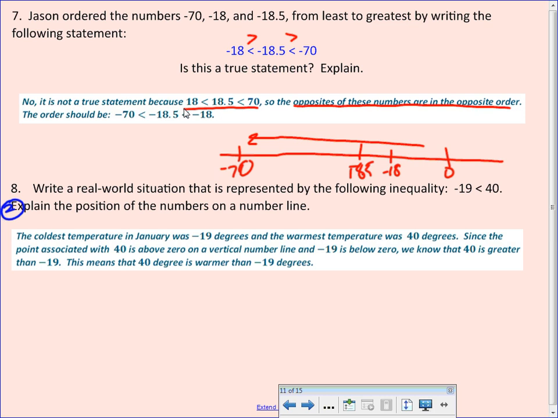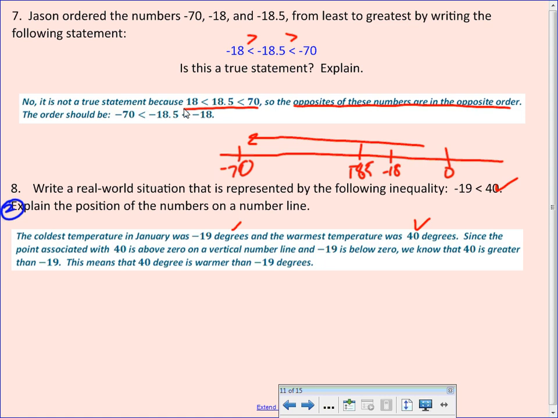Now, I'm sure you came up with different examples for number 8, but here's another example. The coldest temperature in January was negative 19 degrees, and the warmest temperature was 40 degrees. Now, here's that second part. I explained what my negative 19 was. I explained what my 40 was. I did the first part of the task. The second part is to explain the position on the number line.